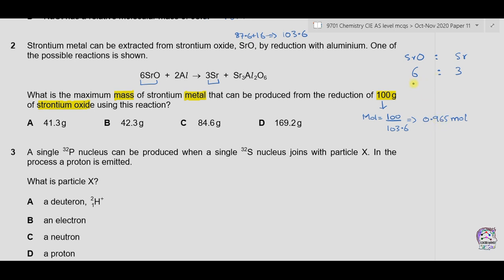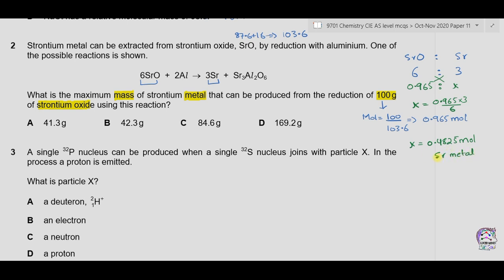Putting this value in the ratio, we have 0.965 for strontium oxide and X for strontium. By cross multiplying, we can find the value of X. So X will be equal to 0.965 into 3 divided by 6. X is equal to 0.4825 moles. This is the number of moles of strontium metal.